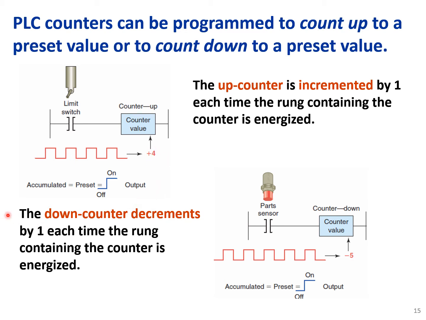The down counter decrements by 1 each time the rung containing the counter is energized. So here we have 5 pulses, and we have a -5 because we have a counter down. Okay, so for both of these cases, once the accumulated value is equal to the preset value, the output will be true or on.